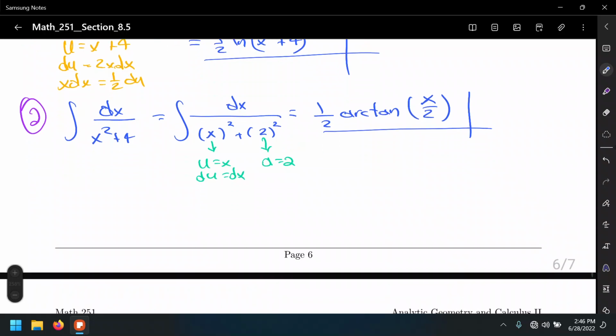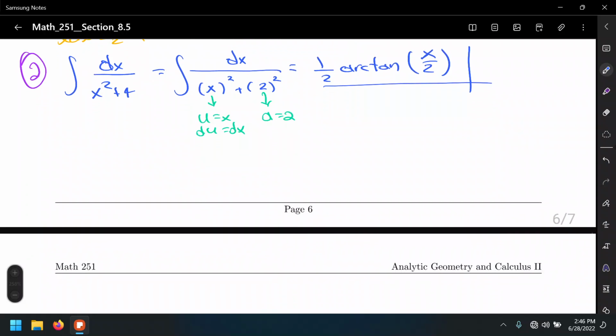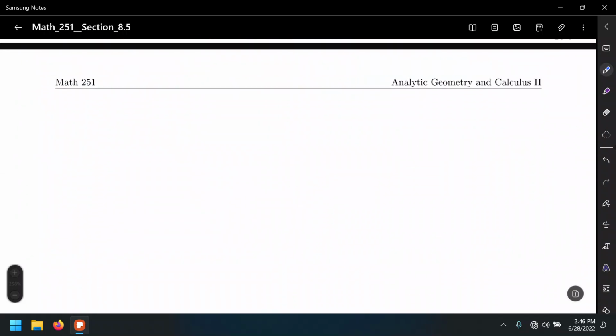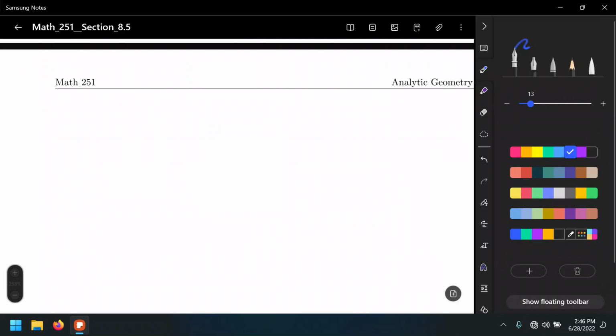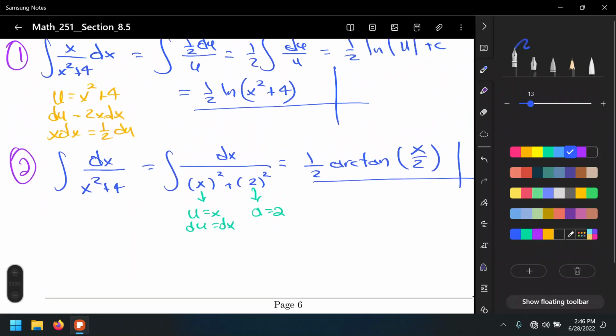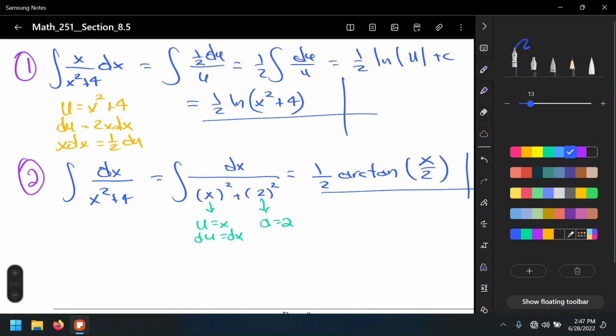The third integral. Let's have a look at the third integral. So I think I'm going to use the back side of the page, the next page. Okay. Are you missing anything before moving on? Do you still need to work on anything? Okay.